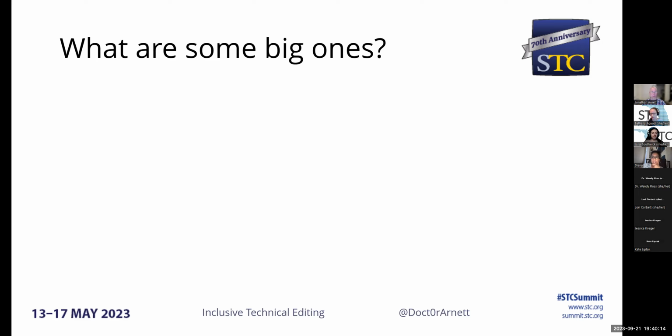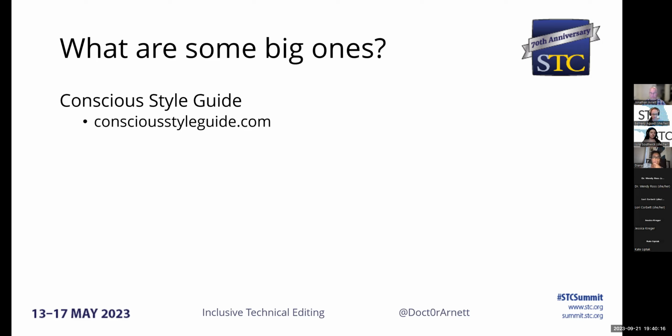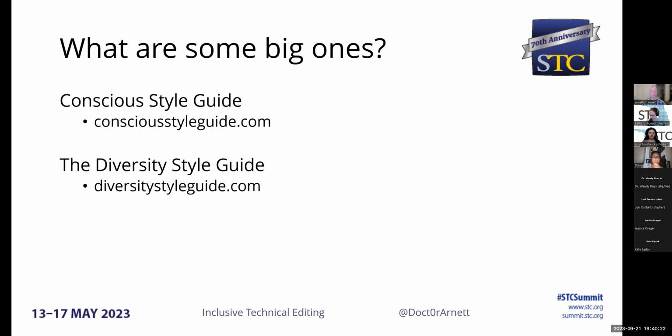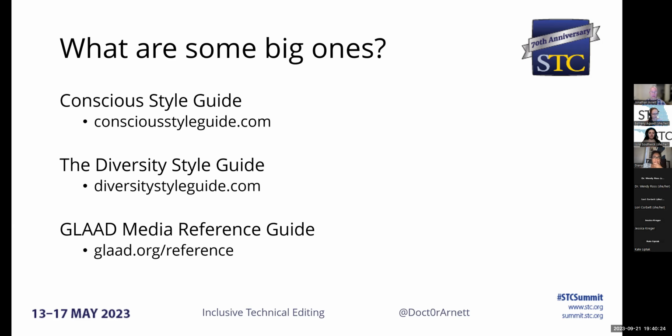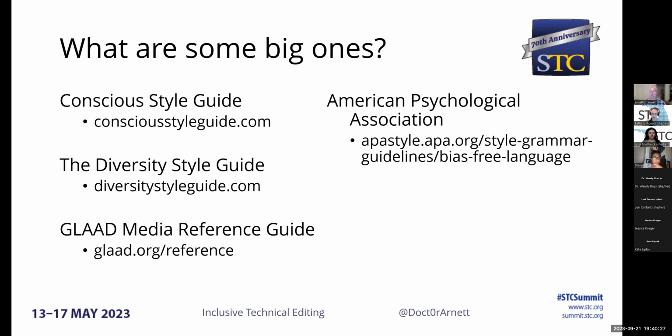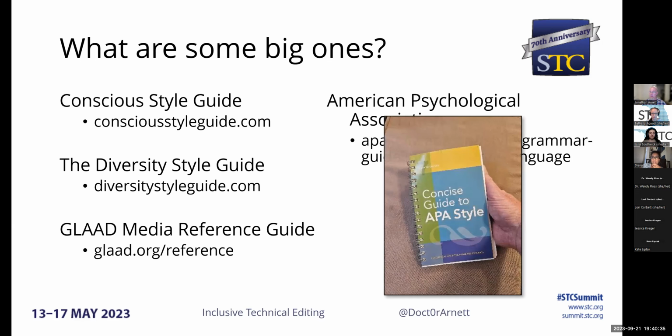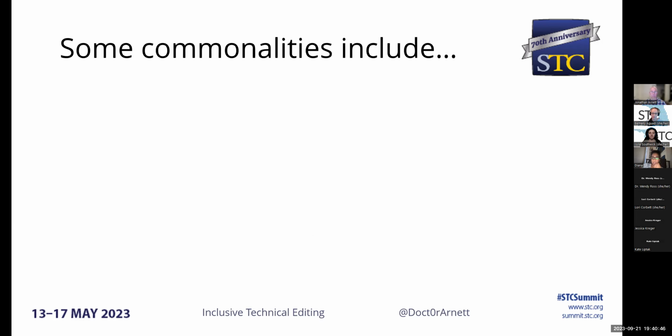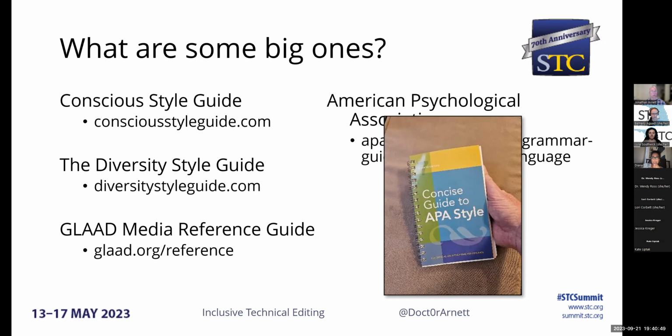The ones I would suggest looking for first are the Conscious Style Guide. It has all sorts of materials for many marginalized audiences. Diversity Style Guide, very similar. GLAAD, gay and lesbian mostly oriented. And this one may surprise you a little bit. This is one of the big ones, but the APA is really progressive. As a matter of fact, they have a nice little book, The Concise Guide to APA Style. It has all sorts of really good materials. This is one I use when I'm trying to teach students how to be inclusive in their language. It's also, by the way, fairly inexpensive. So this is a neat one to buy.